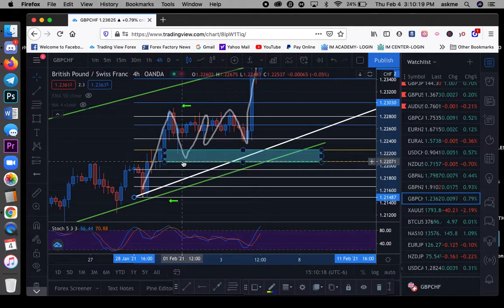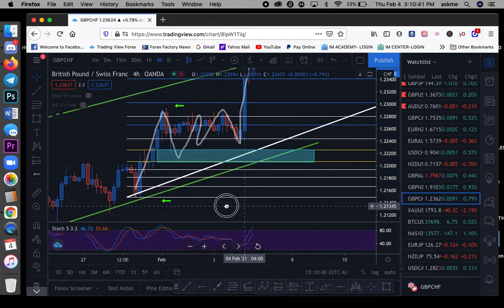Right here, we had price come into this box. The first thing it did was shoot up. Then price pulled back to the next line and shot up. Then price pulled back to the next line and shot up. Every time it pulls back, that's your indication to get into the trade again. So that's how the Fibonacci works.